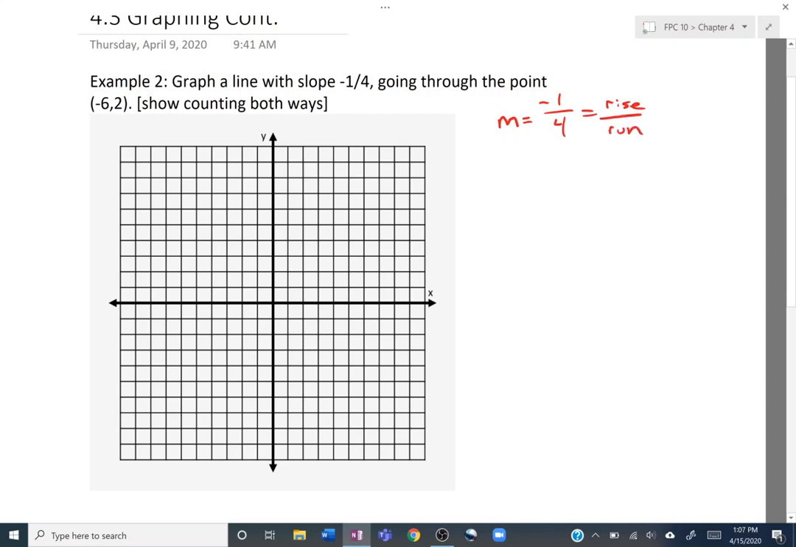And it goes through the point -6, 2. So I'm going to move a little bit faster. We're going to find the point -6, 2. 1, 2, 3, 4, 5, 6. And then 2, 1, 2. So this is our point right here.